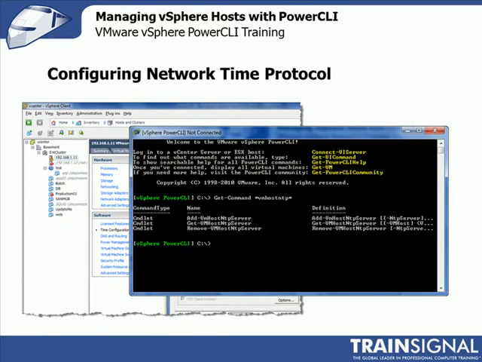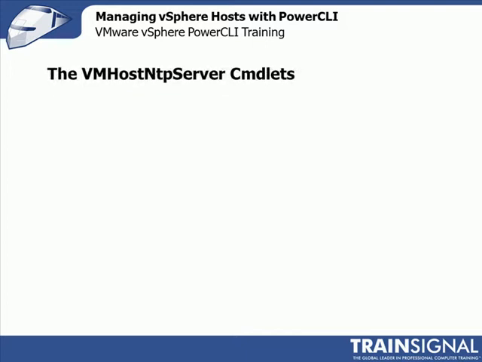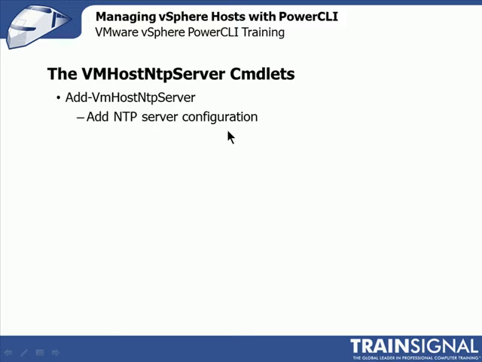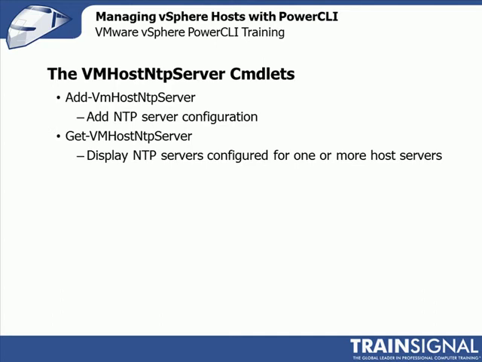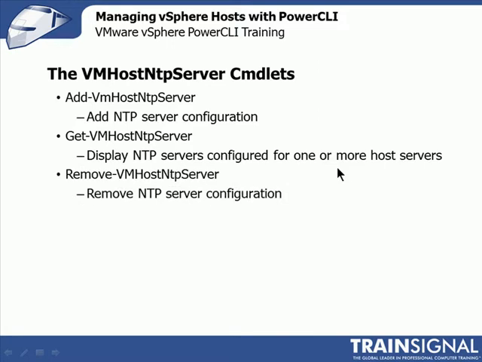I'm going to show you how to do it in PowerShell. We've got 3 different commandlets that are used when working with these. They all have the string vmhost NTP server in them. First one is add, and this is to add an NTP server configuration. When I say NTP server configuration, it's the long form. All we're doing is adding a single IP address. Get is going to display the NTP servers configured for 1 or more host servers. And then remove is going to remove that server configuration or that IP address.